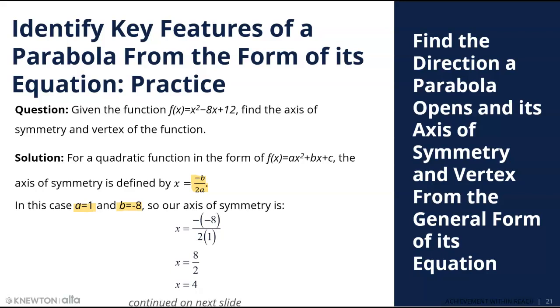So replace b by -8, therefore you have negative of -8 in your numerator, and then divide that by 2 times a, which is equal to 1. Simplifying this will give you 8 over 2, and that is x is equal to 4. That is our axis of symmetry.